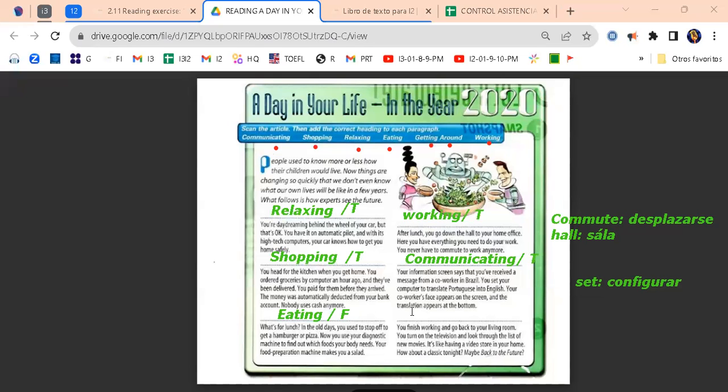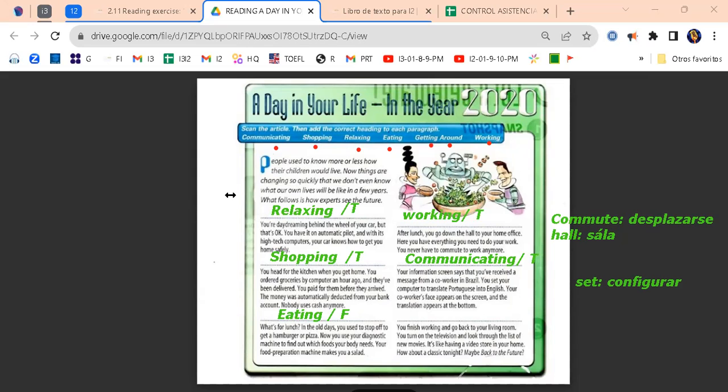Okay, let's see. And the last paragraph. Could you help us? Maybe Fernando? Fernando, you here, Fernando? Yeah, I'm here. Okay, help us with the last one. You finish working and go back to your living room. You turn on the television and look through the list of new movies. It's like having a video store in your home. How about a classic tonight? Maybe Back to the Future?